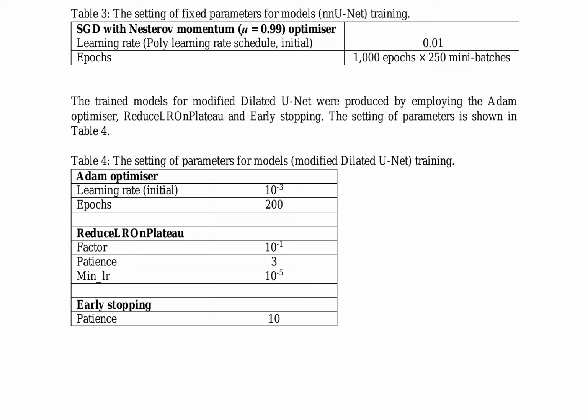In contrast, the modified dilated U-Net model employed the Adam optimizer, reduce LR on plateau, and early stopping. Model-specific parameters, outlined in Table 4, included an initial learning rate of 10^-3, 200 epochs, and a reduce LR on plateau schedule with a factor of 10^-1, patience of 3, and a minimum learning rate of 10^-5. The early stopping protocol was set with a patience of 10.